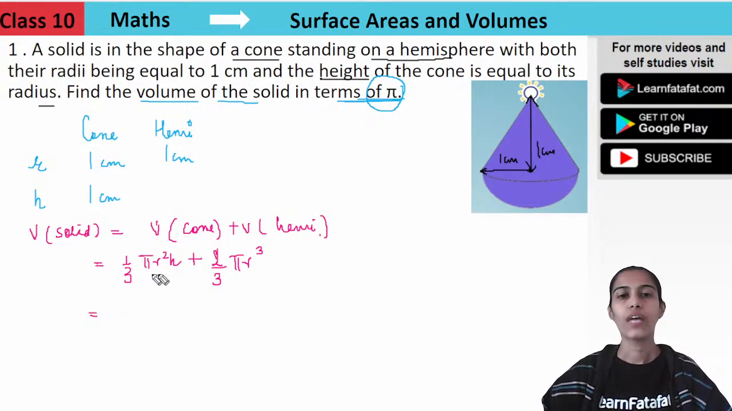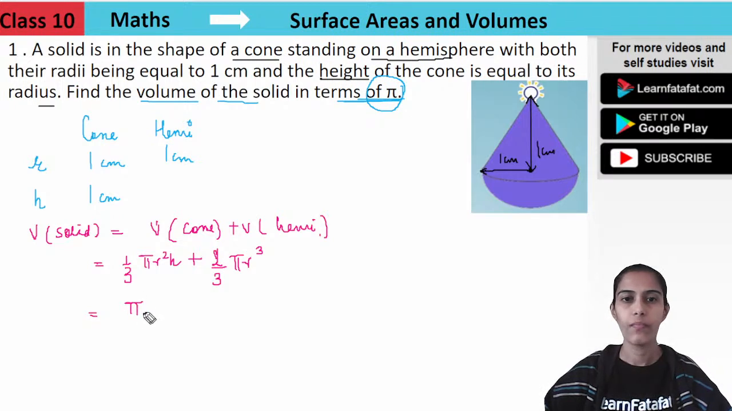ठीक है, तो क्या क्या कॉमन ले सकते हैं दोनों टर्म्स में से? I can take pi common, r square common और upon 3 ये भी कॉमन ले लेते हैं. ठीक है, so if I take all these common, what am I left with? फर्स्ट ब्रैकेट में क्या मिलेगा? फर्स्ट टर्म में बच जाएगा h और सेकंड टर्म में बच जाएगा 2r.